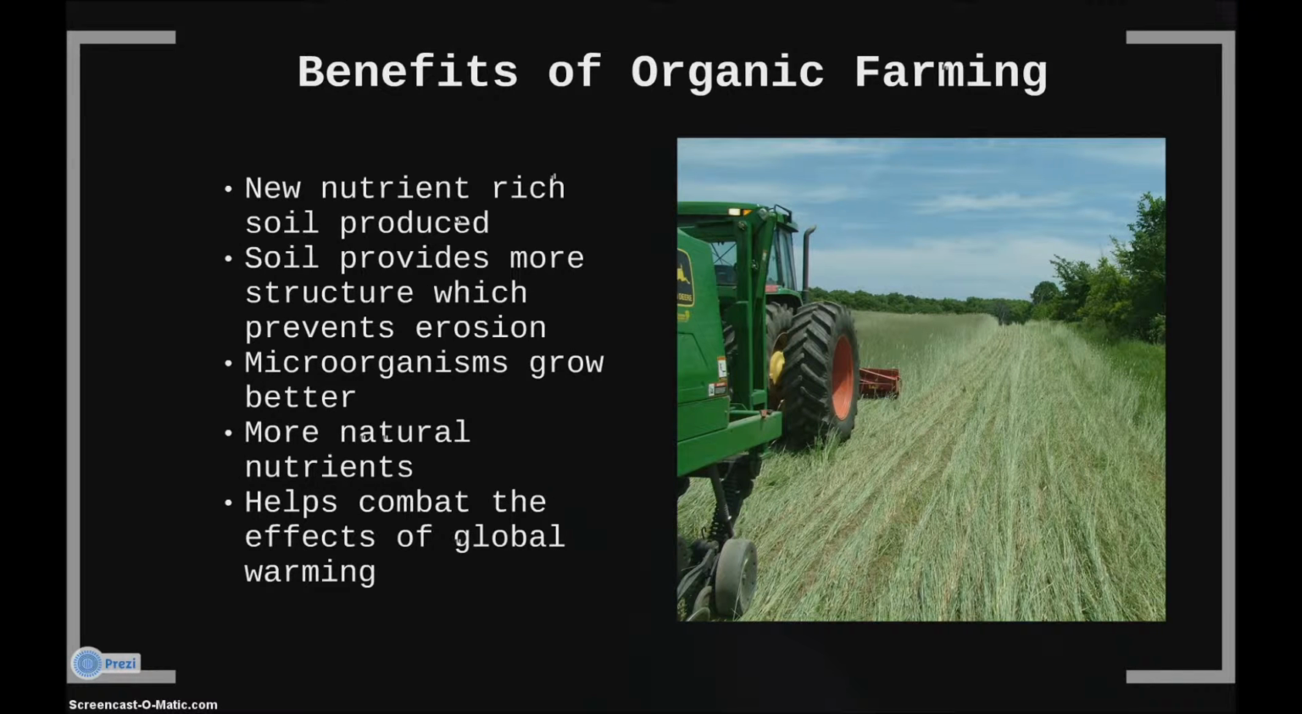There are quite a few benefits to organic farming. New nutrient-rich soil is constantly produced. The soil provides more structure, which prevents erosion. Microorganisms, which aid the growth of plants, grow better in healthy soil. More natural nutrients are available, which helps the growth of plants and helps protect them from drought and disease. Organic soil helps remove carbon dioxide from the atmosphere, which reduces greenhouse gases.